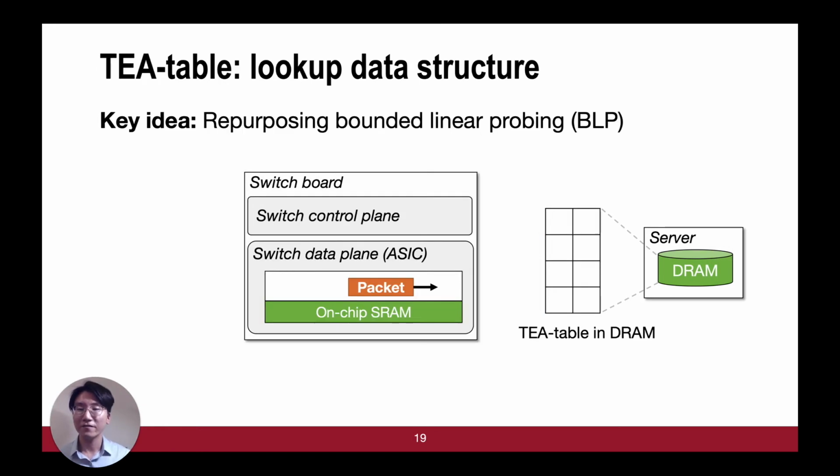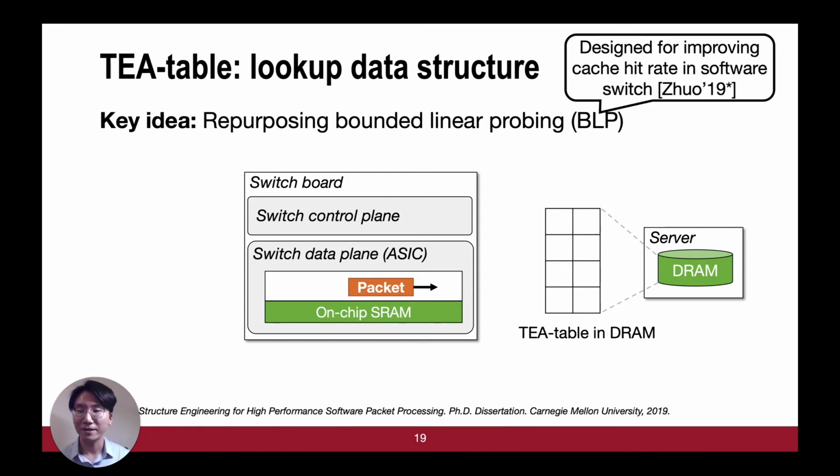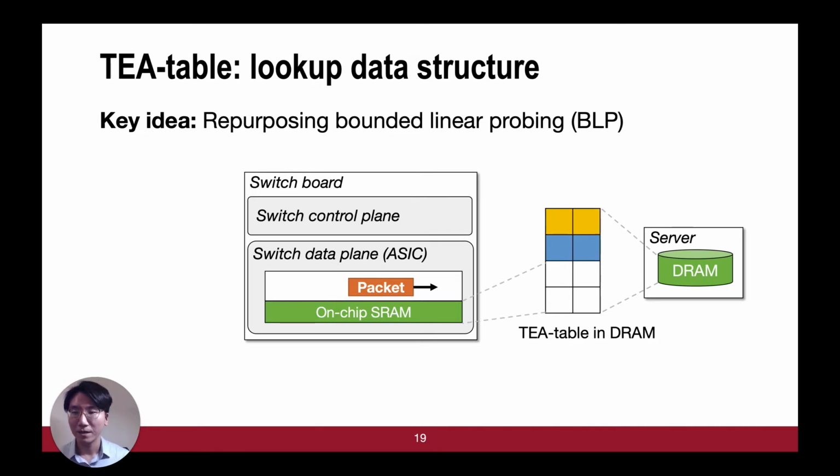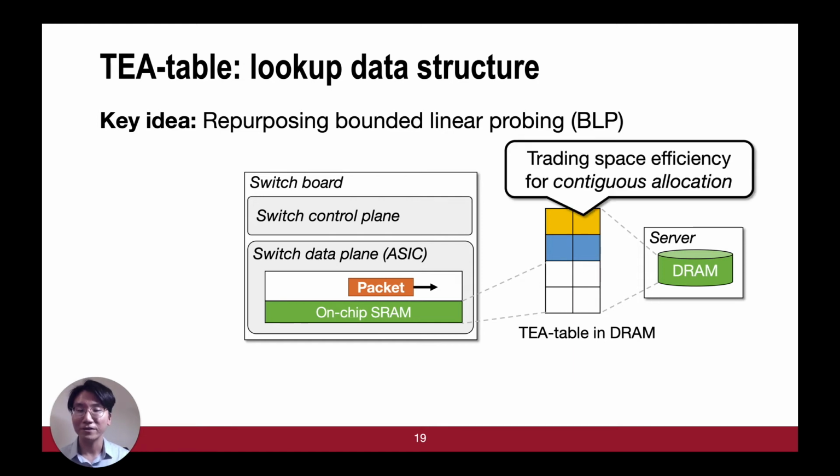To this end, we devised our data structure called T-table, which is designed based on prior work called bounded linear probing, or BLP. BLP was originally designed for improving cache hit rate in software switches, and we repurposed its way of placing buckets for a given key in a hash table. Unlike traditional cuckoo hashing, BLP puts two buckets in consecutive memory regions. To do so, it trades some amount of space efficiency for contiguous bucket allocation, which works well for our needs.